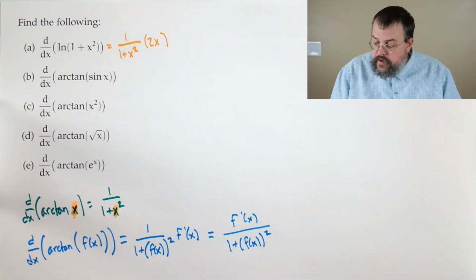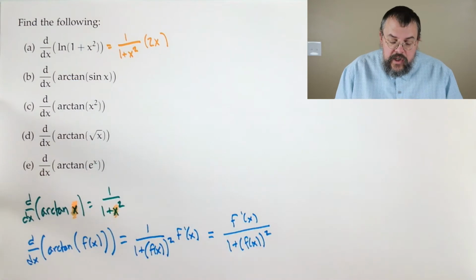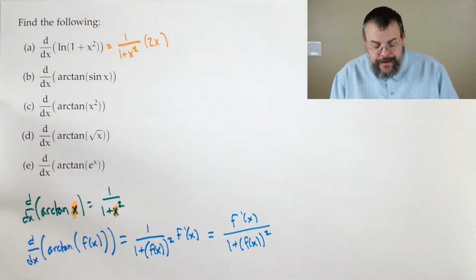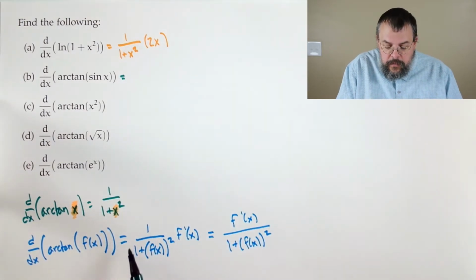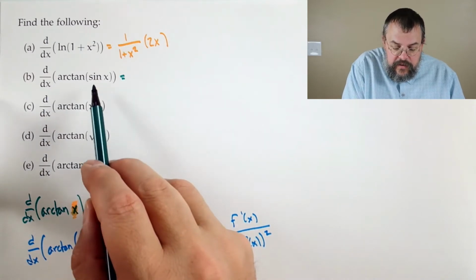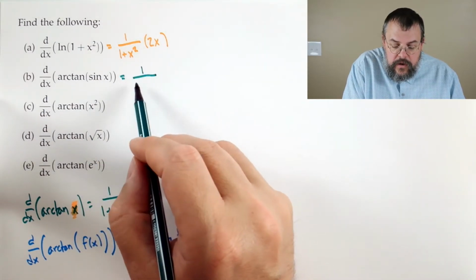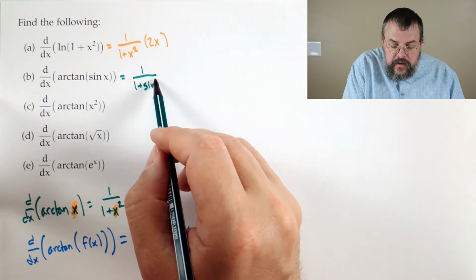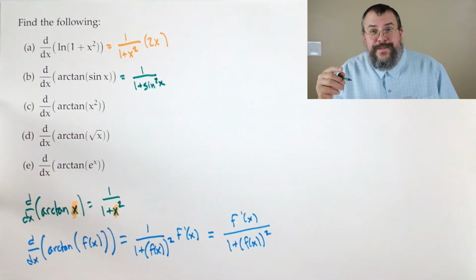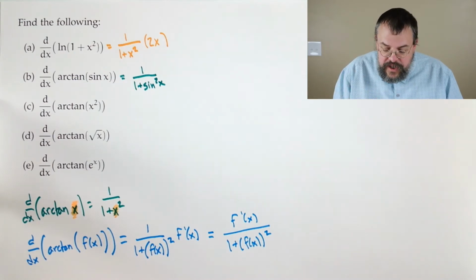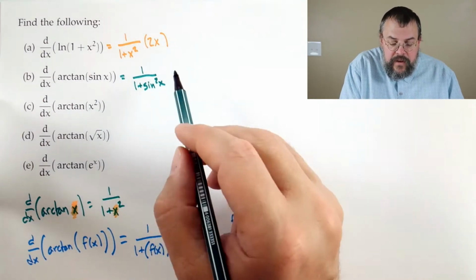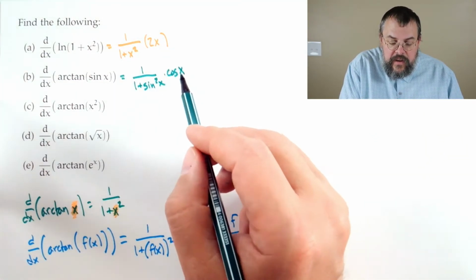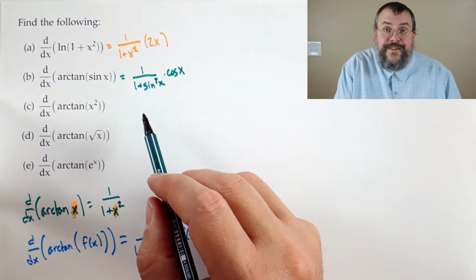So let's see how we do. We start with our part b: arctangent of sine. What would that be? The rule says you take 1 over 1 plus the inside function squared. Our inside function is sine, so 1 over 1 plus sine squared of x. That's not always the best notation, but it is legal notation. And now, don't forget, times the derivative of the inside, that's like the f prime of x here, so times cosine x. Now, what do you do with 1 plus sine squared of x?